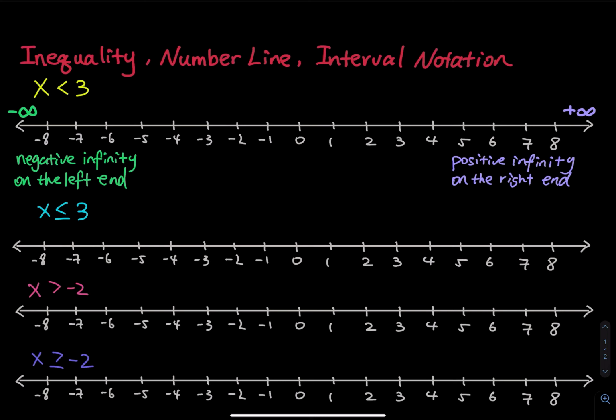Let's go over the basics of inequality, how to graph an inequality on the number line, and how to express an inequality using interval notation. Starting with x less than 3, so this inequality is called x less than 3. So we are trying to pick a value that satisfies the inequality. You have to pick something that is less than 3.